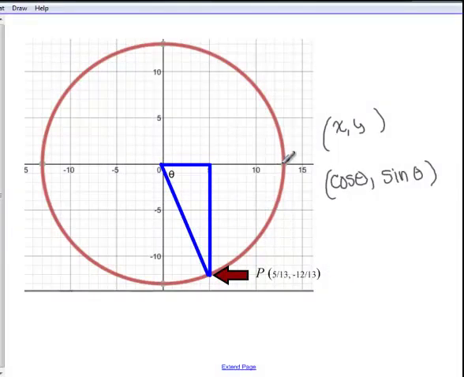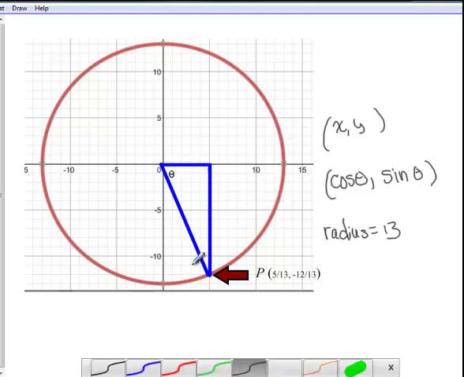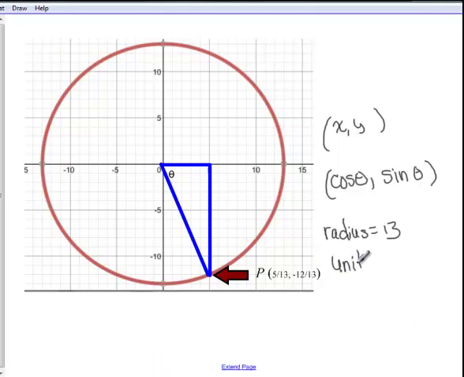Well, my unit is how far my radius is. And my radius here is 13. Right, because I just counted. I went over 1, 2, 3, 4, 5, 6, 7, 8, 9, 10, 11, 12, 13. So my radius is 13. So this is saying that this unit circle is a radius of 13.